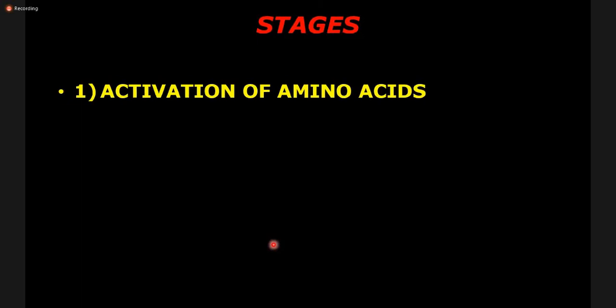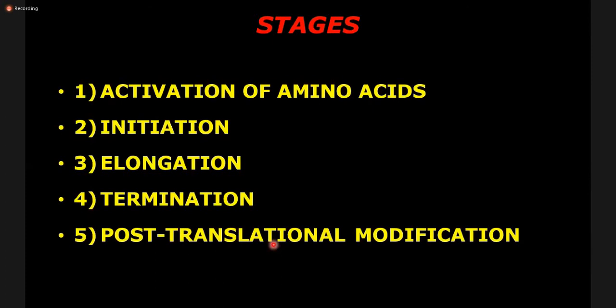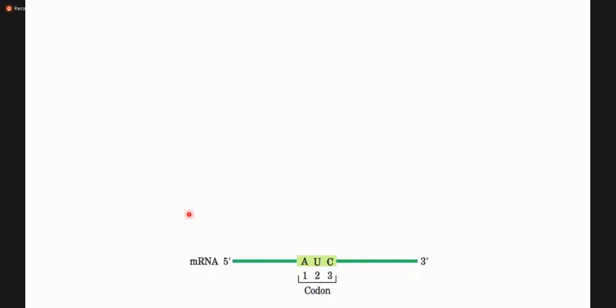Stages of the translation process: we have activation of amino acids, initiation, elongation, termination, and post-translational modification. First, the amino acids present in the cytoplasm are activated and bound with the transfer RNA, and then the transfer RNAs transfer the amino acids from the cytoplasm to the ribosome. Then the initiation, elongation, and termination processes occur.